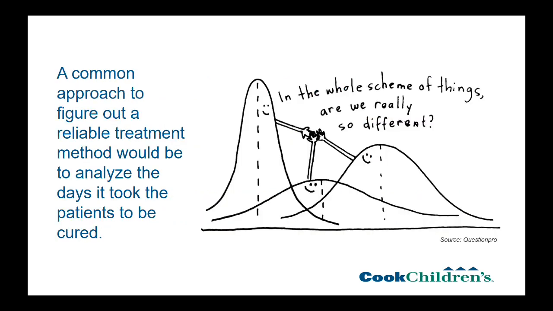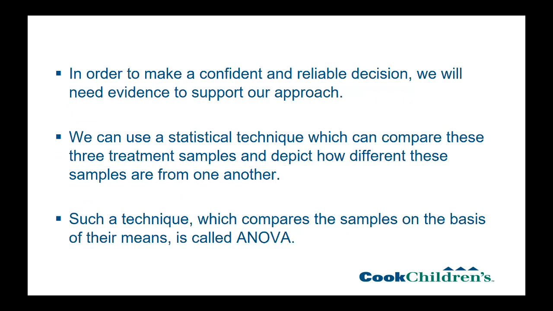So that's where statistical analysis comes in when you have your data. And when you look at that chart, in the whole scheme of things, you're trying to figure out, are those medications really different or are they the same? A common approach to figure out a reliable treatment method would be to analyze the days it took the patient to be cured. And in order to make a confident and reliable decision about the options that you have, we need evidence to support our approach.